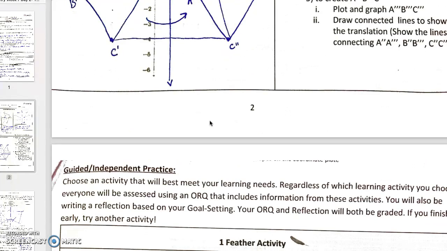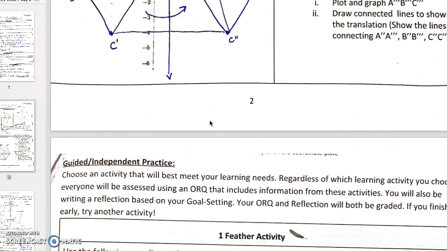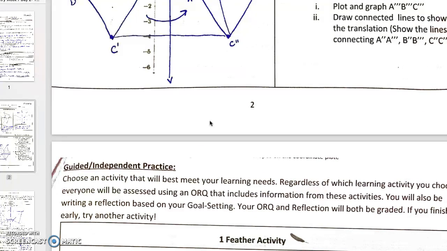Now what you're going to do is go on to the guided and independent practice. And what guided and independent practice means is that you're working by yourself, or you're working with somebody who's sitting at your table. And you're going to choose an activity or activities that meet your learning needs. So that means maybe you're not feeling as confident, so start with the 1 feather activity. Maybe you're feeling pretty confident, maybe start with the 3 feather activity. And so there are many opportunities for you to practice these skills.